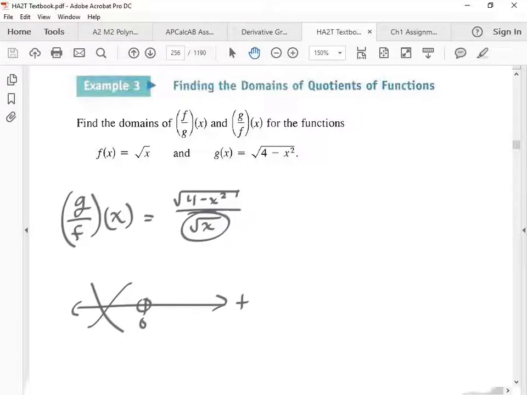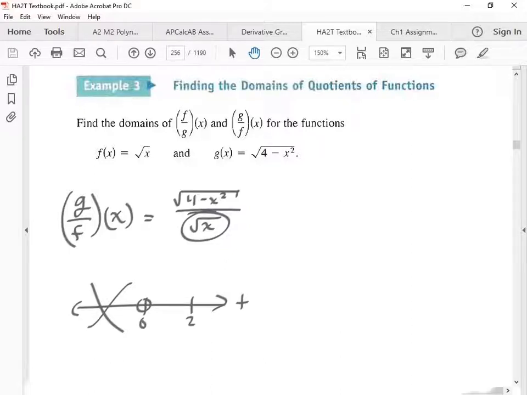3. I cannot plug in 3, 4, 5, 6, 7. Anything above 2, because if I plug in something above 2, then I would get a number that's greater than 4. Okay, so I can't plug in all positive numbers. We're stopping at 2. But am I allowed to plug in 2? Can I plug in 2?